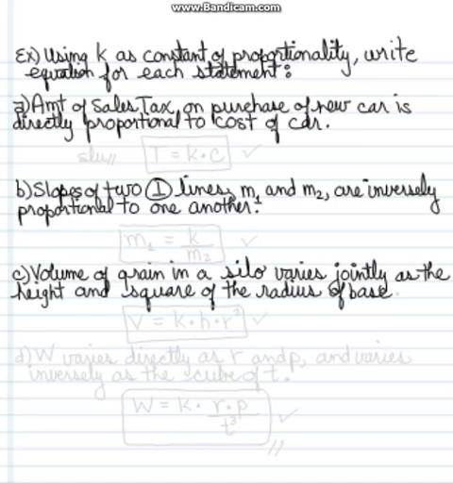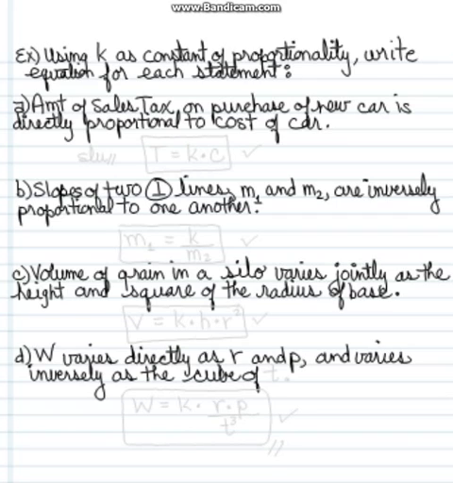And finally, let's find an equation to represent D. W varies directly as R and P, and it varies inversely as the cube of T. Okay, let's go back and write equations for each of these.